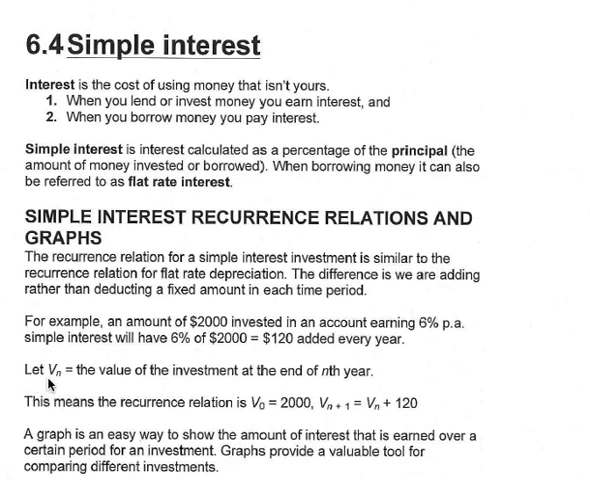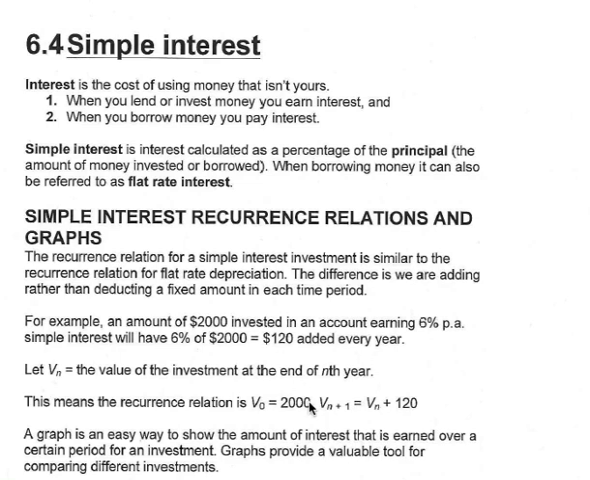So if we let Vn be the value of the investment after the nth year, or it could be first, second, third, fourth year, whichever one you're calculating, you can use the recurrence relation as V0, which is our initial value of $2,000 in the question, and every value after that, the next year being V1 or if it's V2, is calculated by using the value of the number before and adding $120 to that.